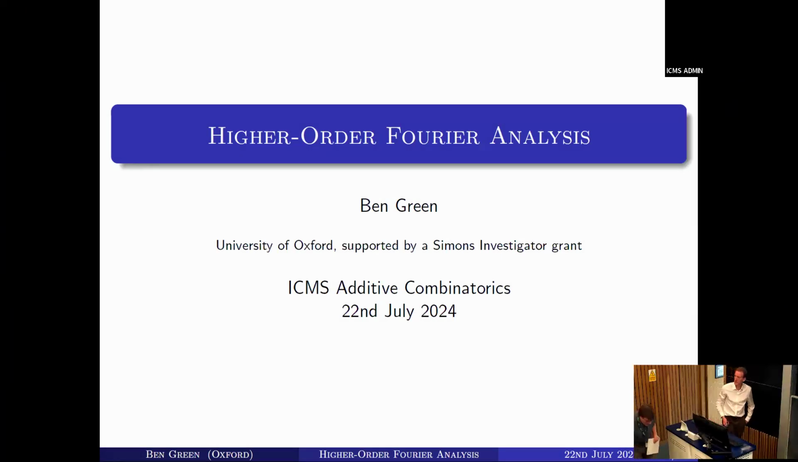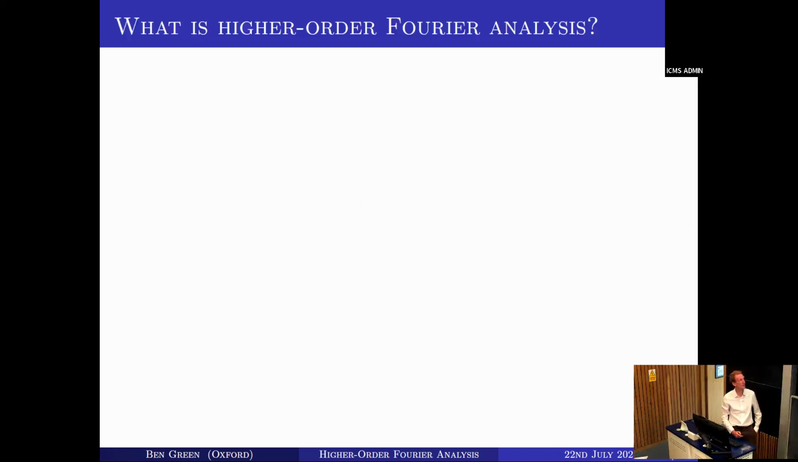Okay, so I want to give a sort of survey, sort of history, sort of introduction to this topic of higher order Fourier analysis. The first question is, what is it? And it's not particularly well defined. You can certainly argue about what is and what is not higher order Fourier analysis.